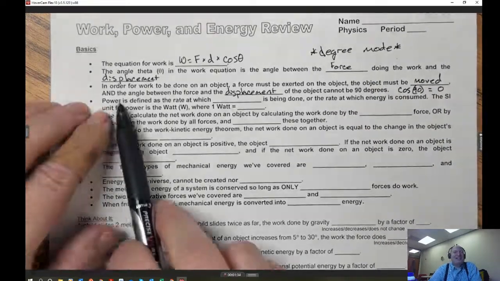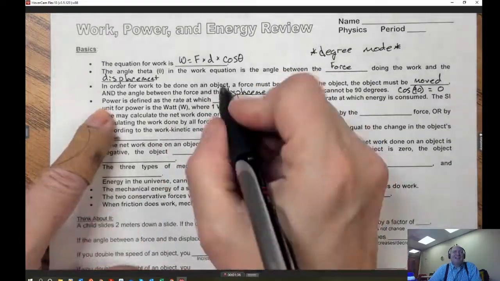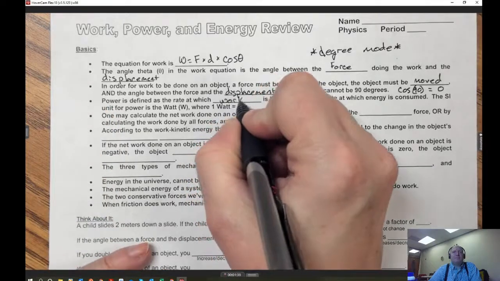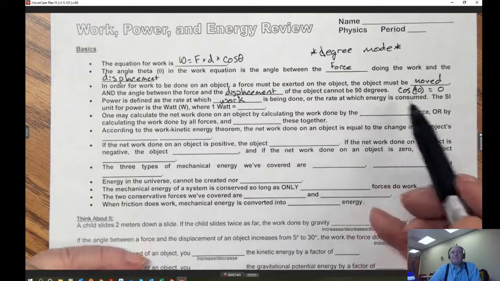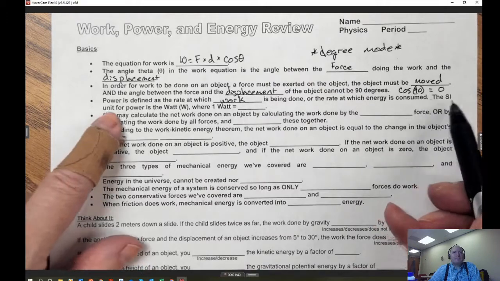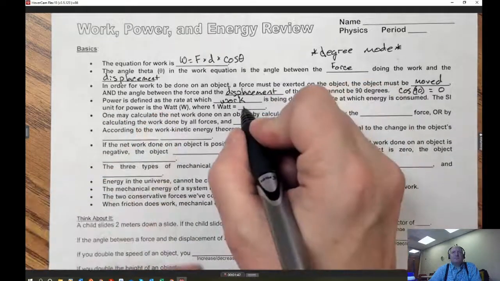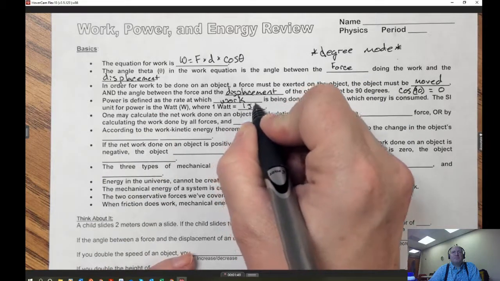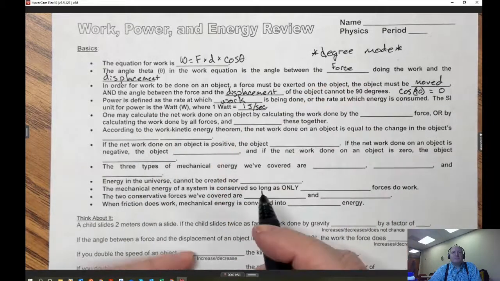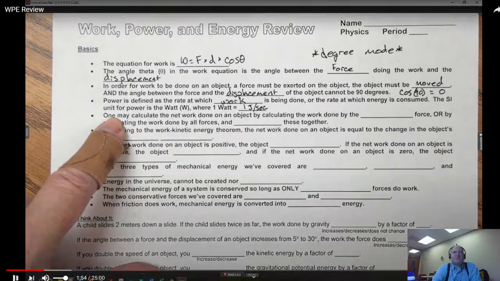All right, sure. So power is defined as the rate at which work is done or the rate at which energy is consumed. So our metric or SI unit for power is the watt, where 1 watt equals 1 joule per second. So every second, 1 joule of it.